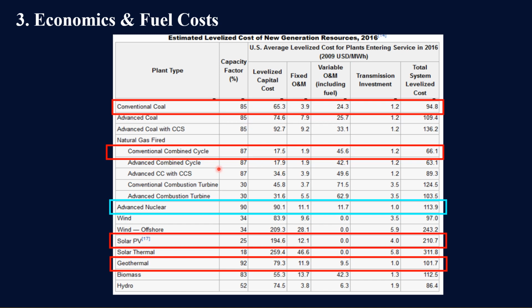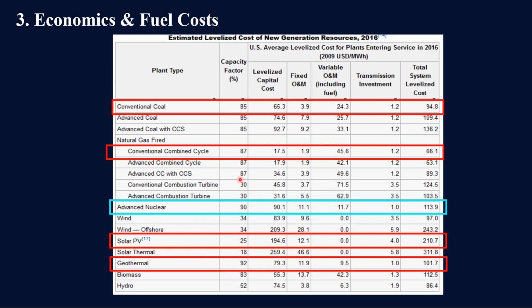The next main driver is your economics and fuel cost. This is just a comparison of your estimated levelized cost of new generation sources in 2016. Let's look at the capacity factor. For your conventional coal, the capacity factor is around 85%. For advanced nuclear, you have 90%. For your solar, only 25%. And then for your geothermal, you have 92%.